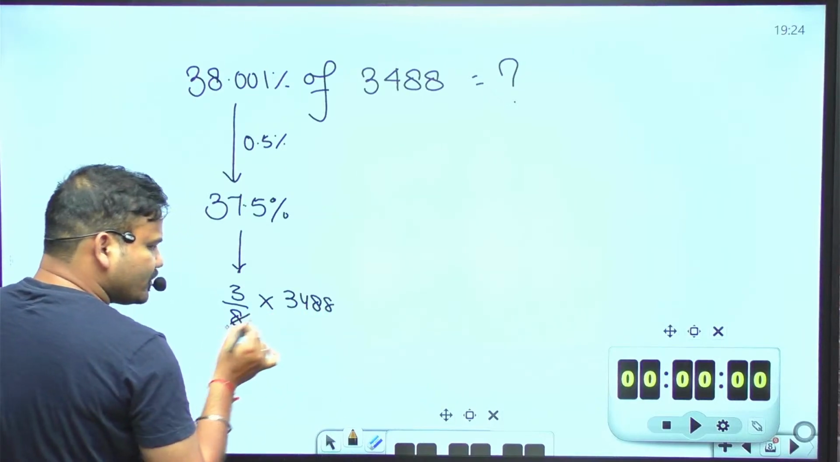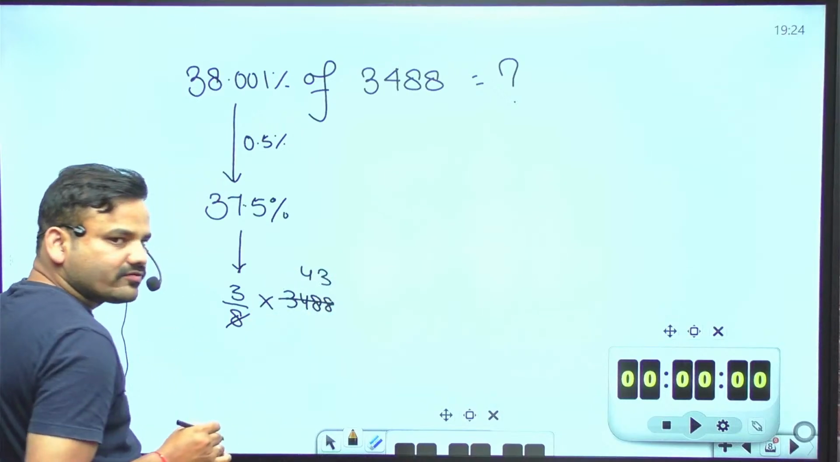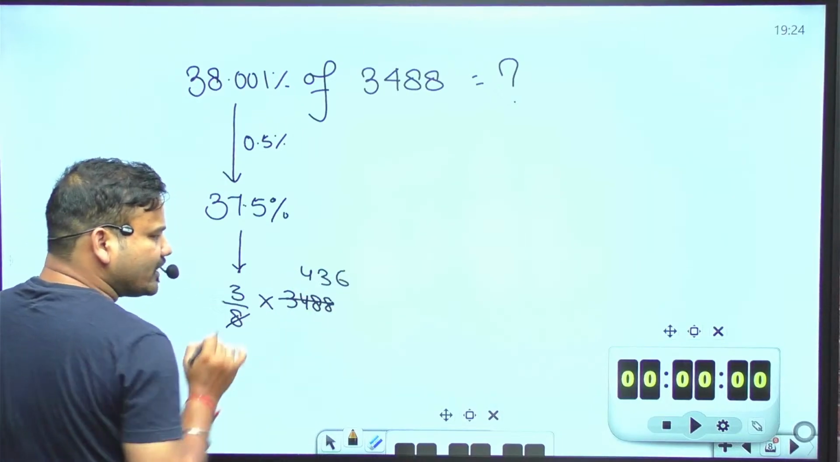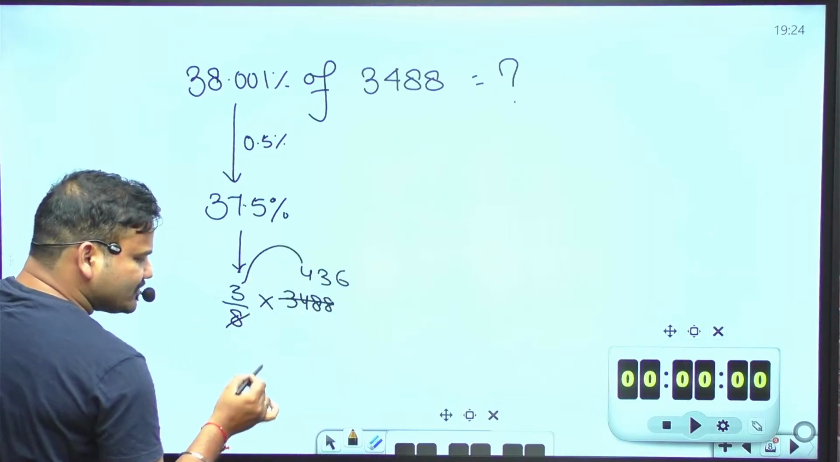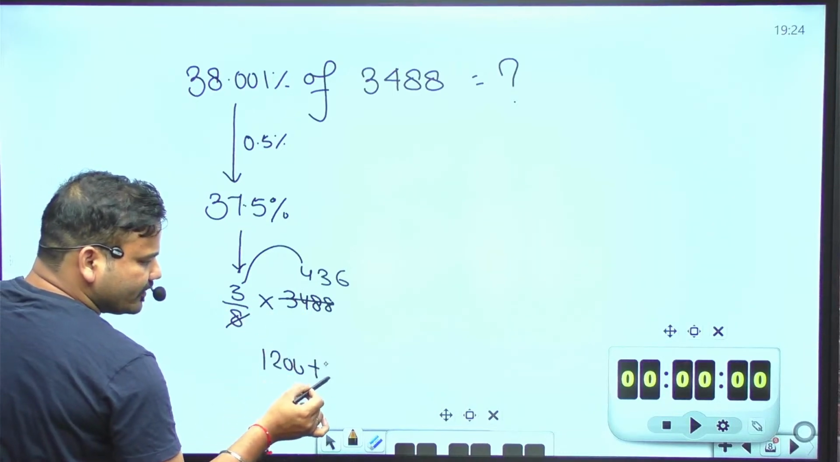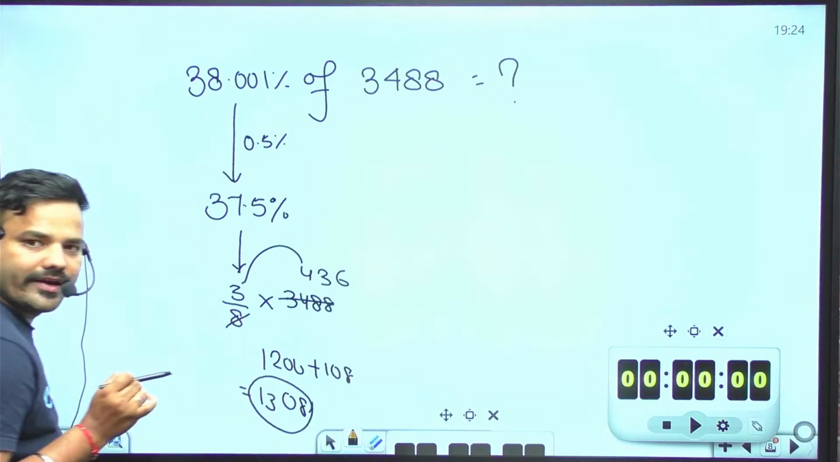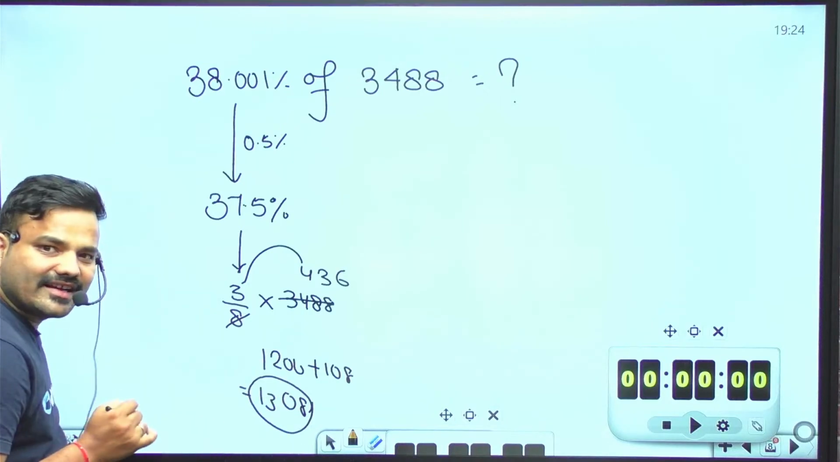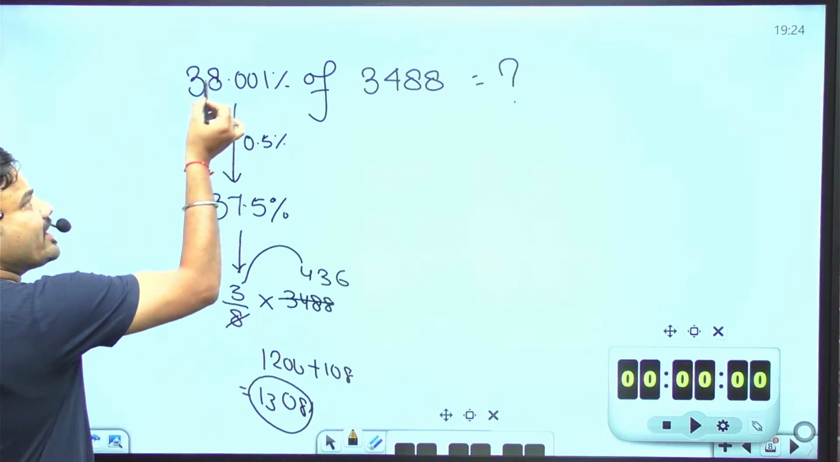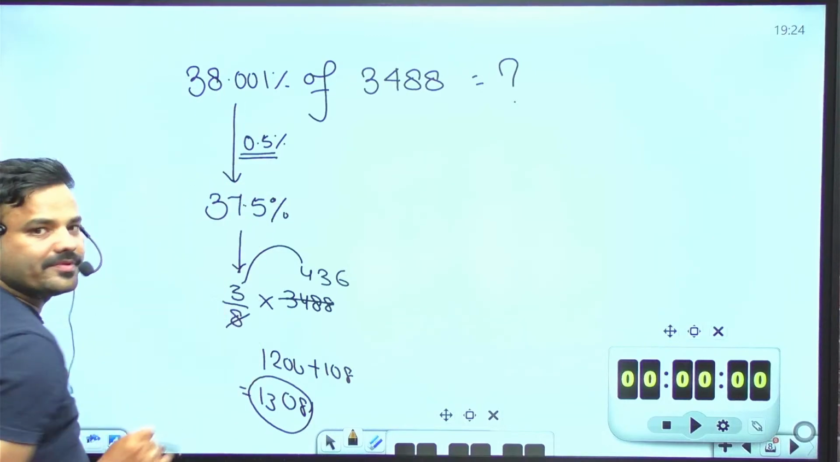Now let's check what this is. 8 times 4 is 32. 28, 8 times 3 is 24. 40. So 436 times. So 3 into 400 is 1200, and 3 into 36 equals 108. So that's equal to 1308. But this is not the correct answer. We have made a deviation. I was asked to calculate 38%. I calculated 37.5%. So there is a deviation of 0.5%.